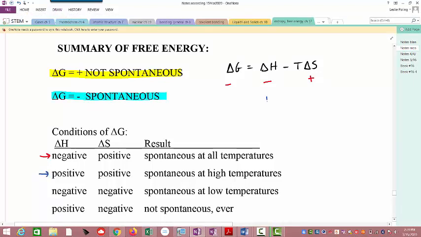When you have a positive delta H and a positive delta S, you're only going to have a negative delta G when this term is greater than delta H.